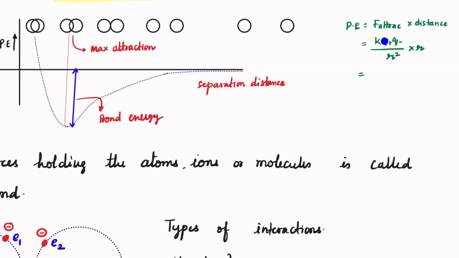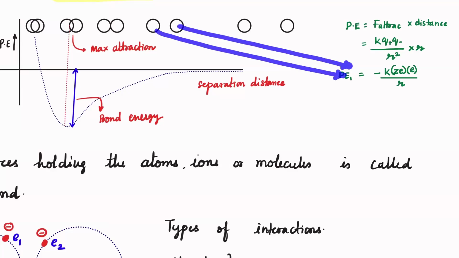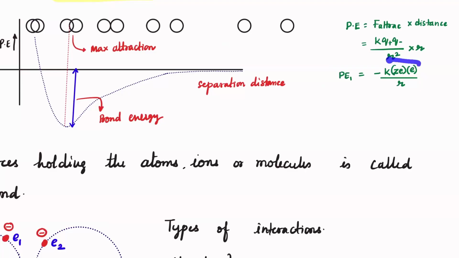Now positive into negative charge overall will always give you a negative value. So this will become K into Z into E, which is the charge of one nucleus, multiplied by electron charge, divided by R. So this will be the potential energy of one nucleus, one species. Similarly, you will have potential energy for the other species. So adding both of them will give the total potential energy. But mind you, the total potential energy will still remain negative.